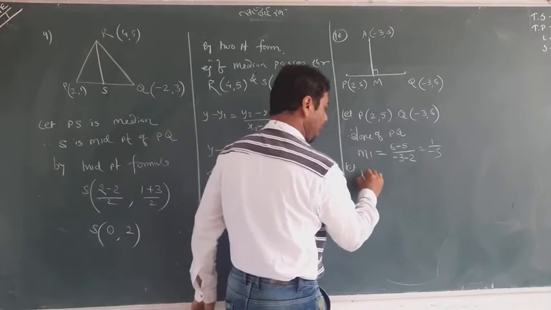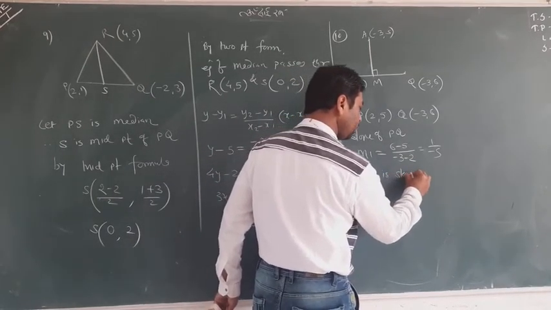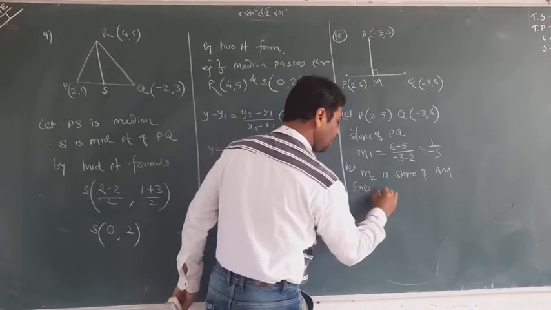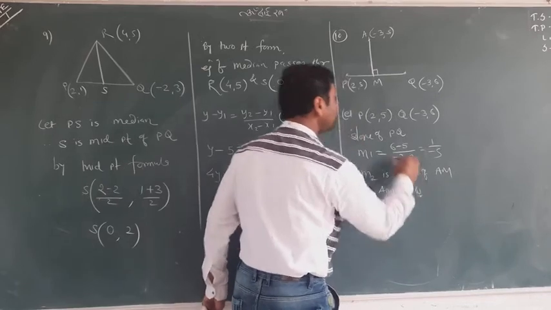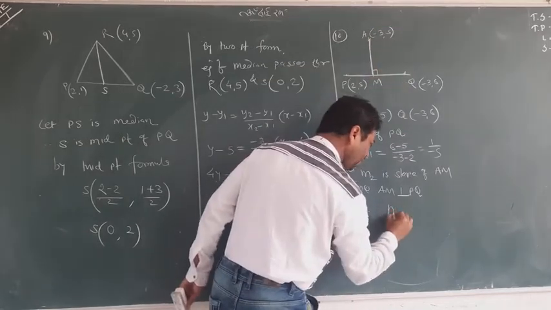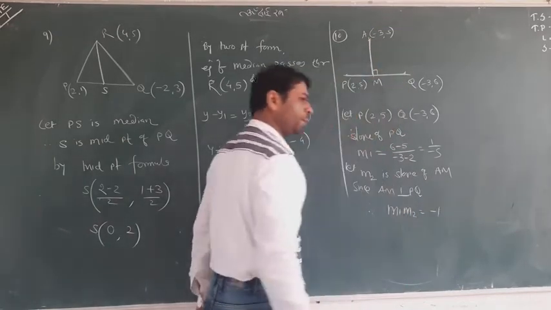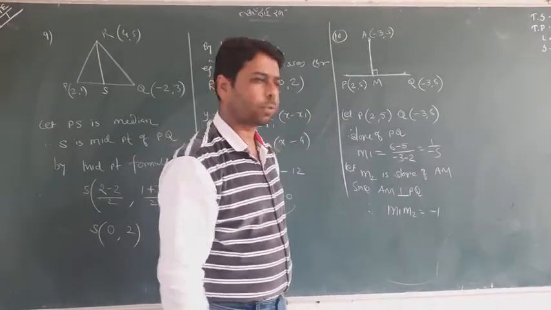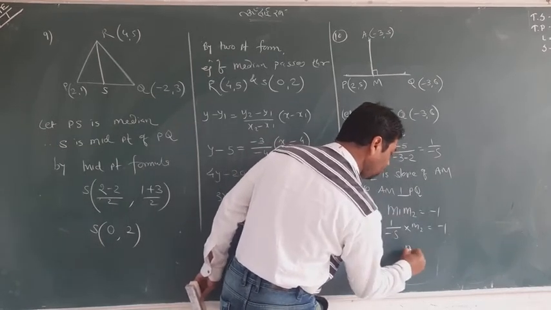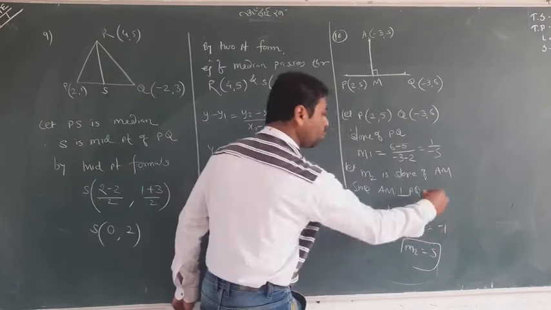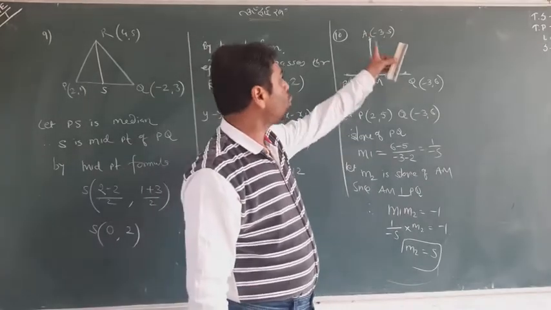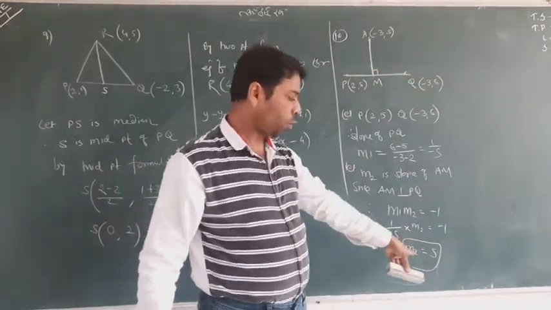Let m2 be the slope of AM, since AM is perpendicular to PQ. So you know that PQ has slope m1 and AM has slope m2. So m1 into m2 is equal to minus 1. m1 equals 1 by minus 5, m2 I don't know, minus 1. You can find m2 equal to 5 by cross multiplying. So now you have known the slope of AM which was required. You have got m2 equal to 5.